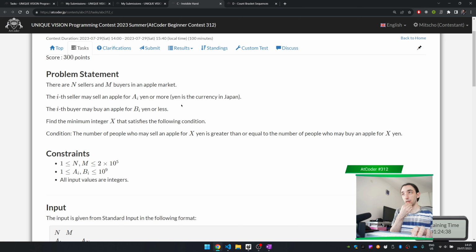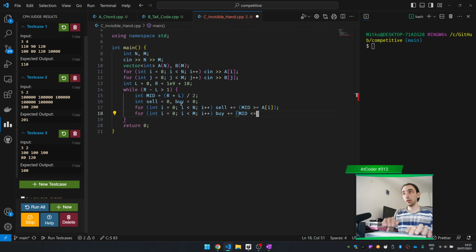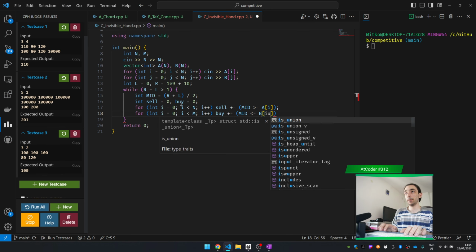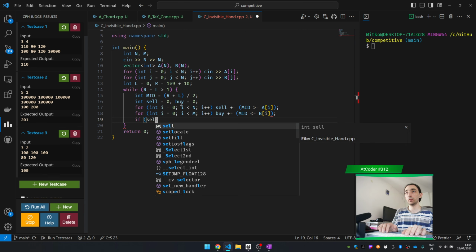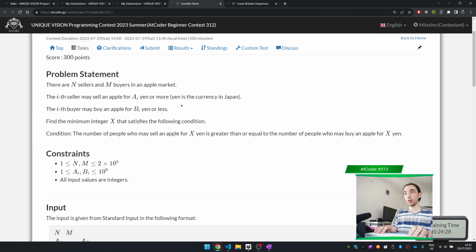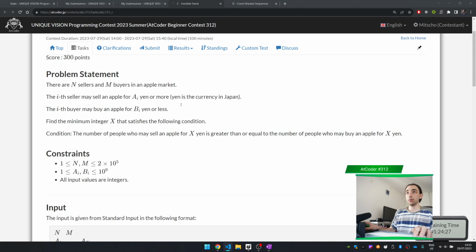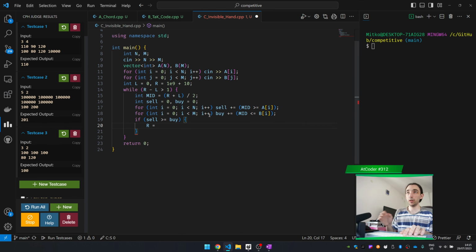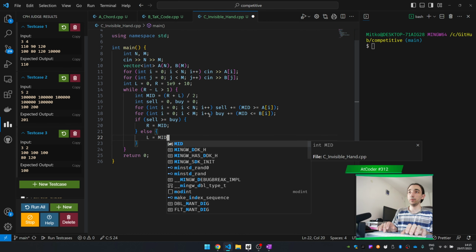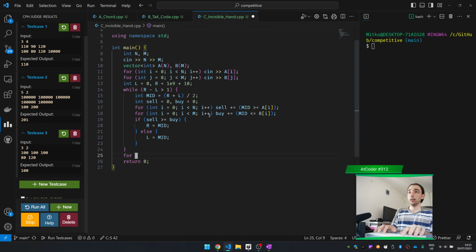If buy is smaller or equal than B_i, then if sell is bigger than buy, we want to say that R is greater than or equal. So if the selling is greater than or equal, we can just move R to the mid. Else we can move left to the mid. And then we just want to print out R because R is valid.